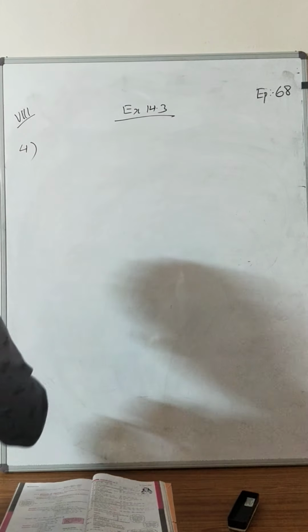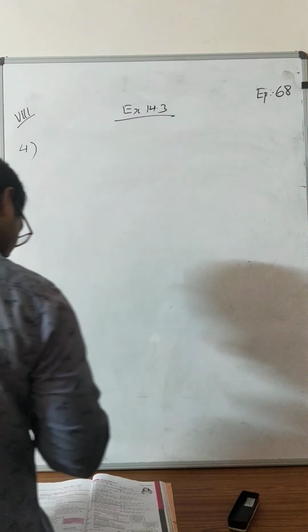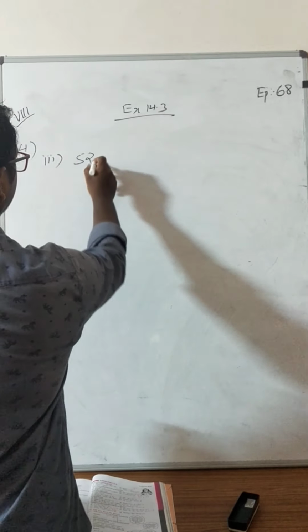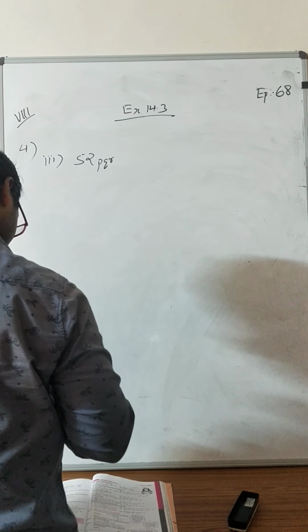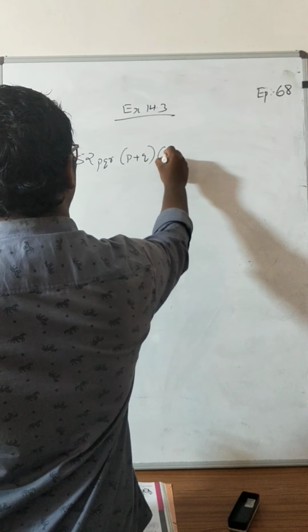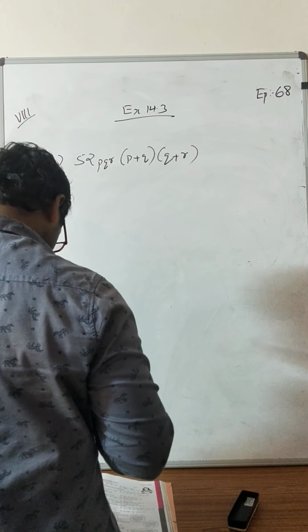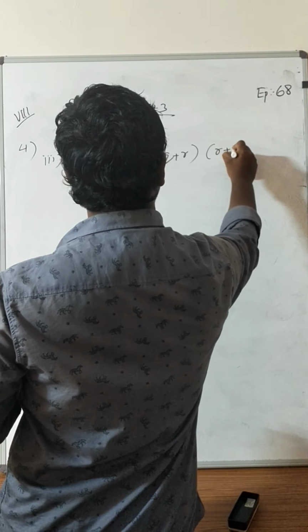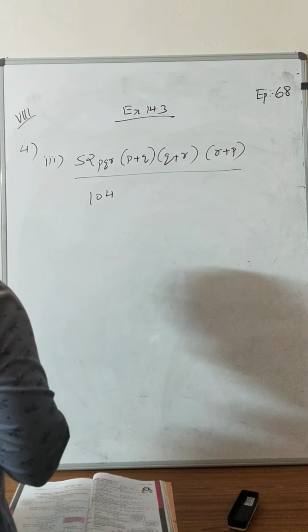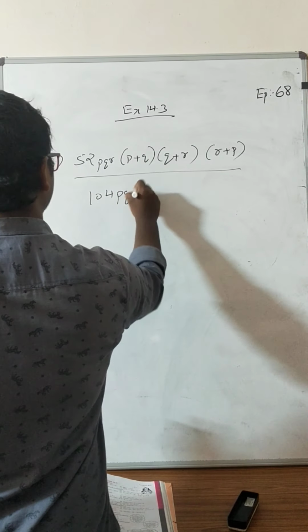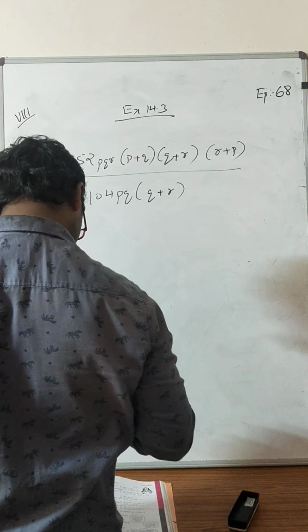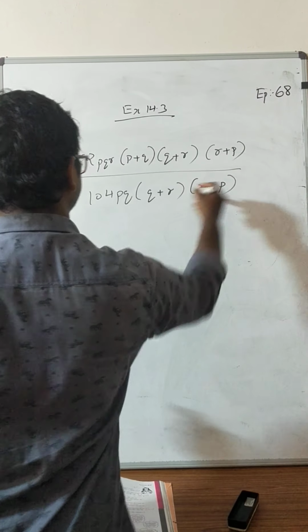Now look, come to the fourth question. In the fourth question, look at the fifth one. Look at the third one, which is 52 PQR in the bracket (P plus Q), then (Q plus R), then (R plus P), whole divided by 104 PQ, (Q plus R) and (R plus P). Okay.